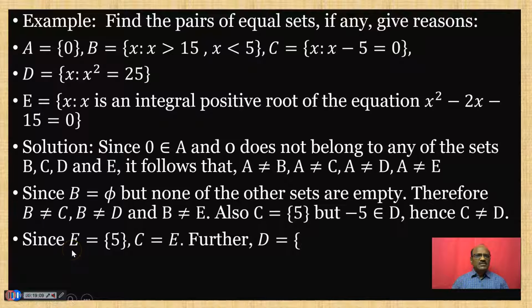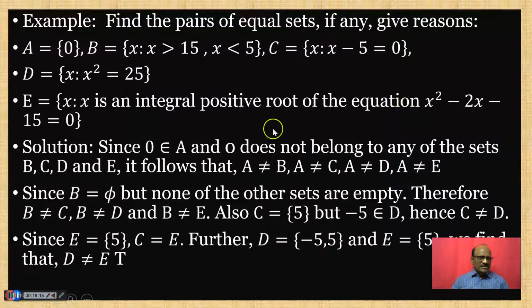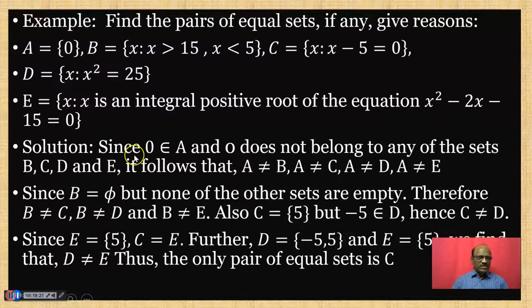Next is the set E. We solve this quadratic equation, x square minus 2x minus 15 is equal to 0. Then the factors are in first bracket x minus 5, in second bracket x plus 3, and if we solve it, we get x is equal to 5 and x is equal to minus 3. Therefore the E set has only the element 5 and C has also the 5, and therefore C and E both are equal.